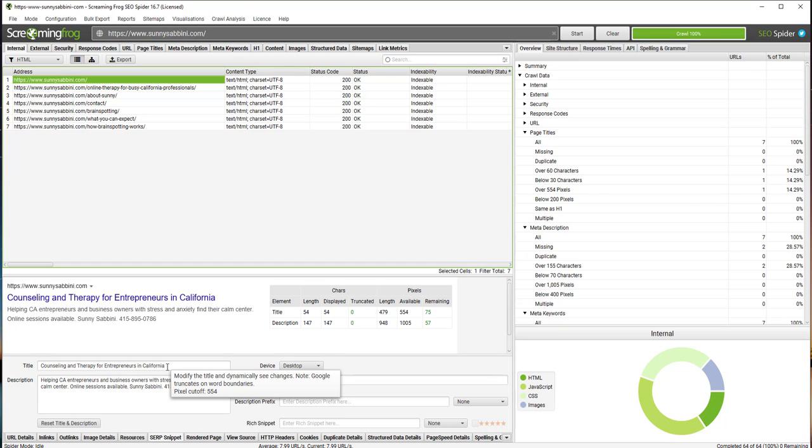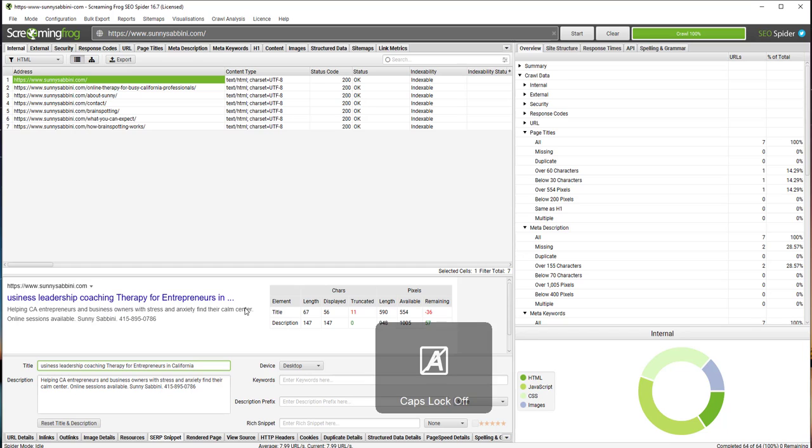for entrepreneurs in California. You'd want to do what's called front loading the keyword, where you take the keyword and put it at the beginning of what's called the title tag. So business, and case capitalization, leadership coaching. Okay.